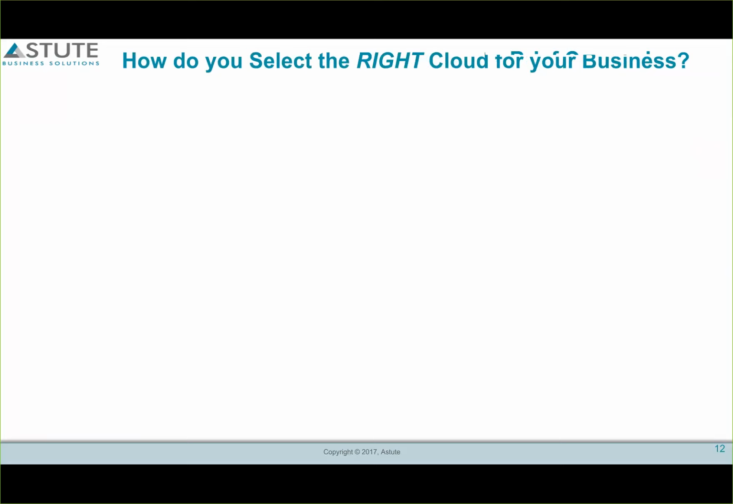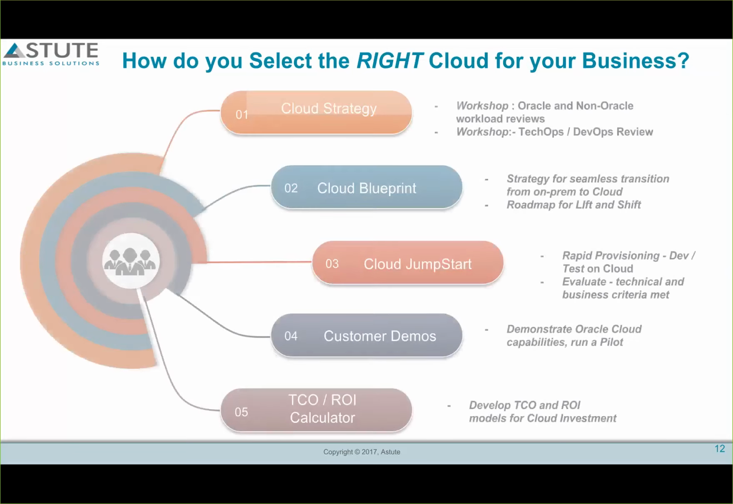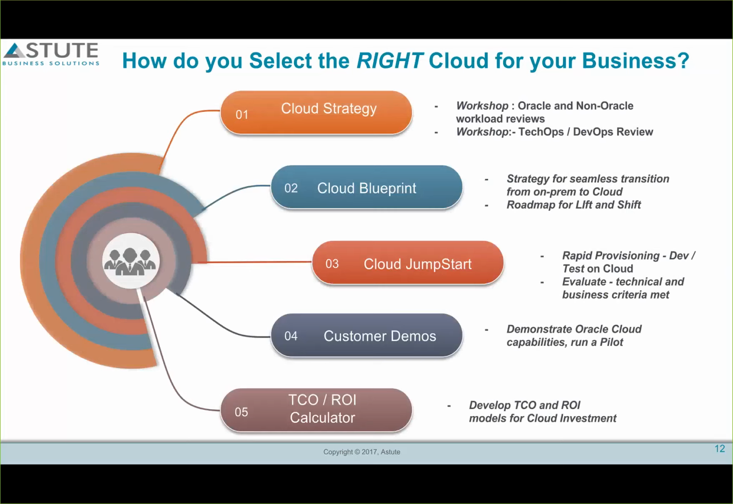So how do you select the right cloud for your business? You've seen what infrastructure, platform, and software as a service cloud services are. You've seen what is a public versus private versus hybrid cloud model. How do you decide which one is right for you? The starting point for your cloud journey, we think, should be a cloud strategy and cloud blueprint. How do you do that? You conduct some workshops, and we do this for customers all the time.